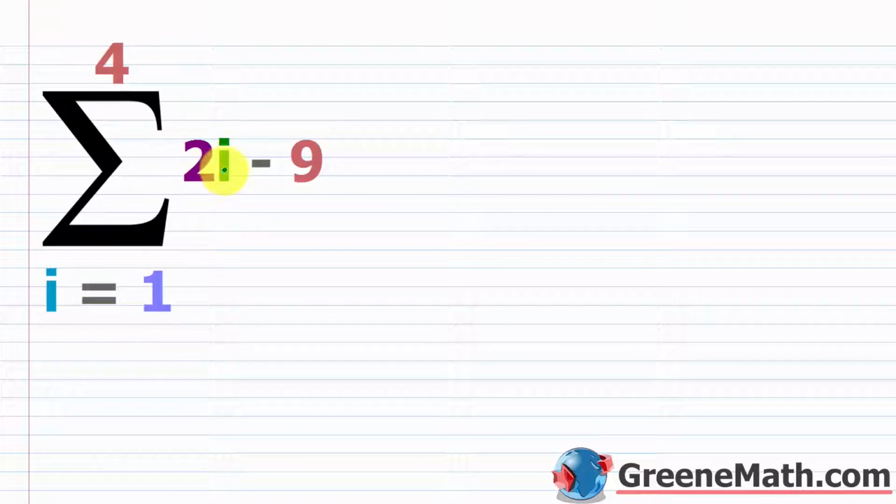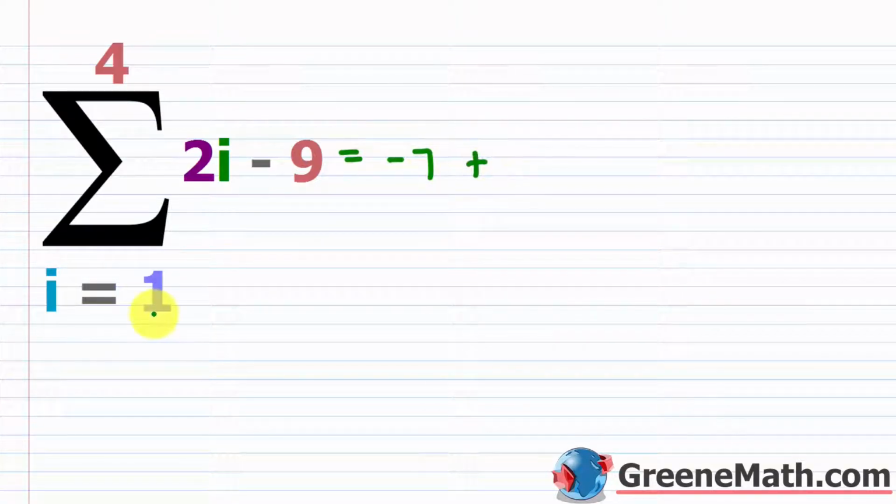we have this 2 times I minus 9, okay? So all I'm going to do here is plug in a 1 to start. So I would have 2 times 1 minus 9, okay? So what is that? 2 times 1 is 2. 2 minus 9 is negative 7. So that's my first value.